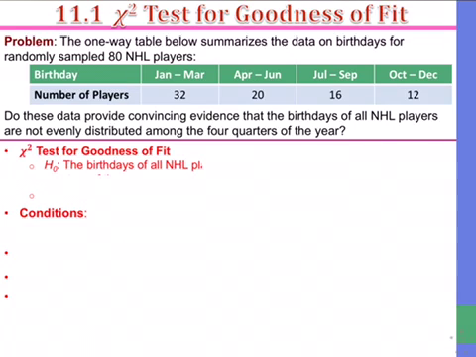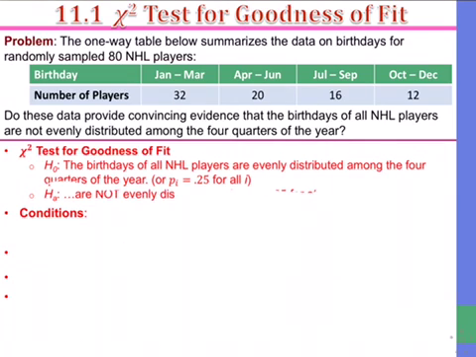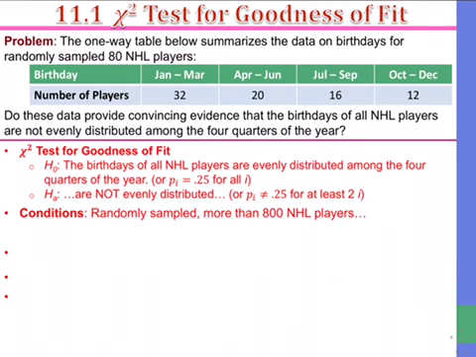What we would do is pretty much always state the hypotheses. Unlike the other ones, it's a lot more easily done to state the hypotheses here in words than with symbols. The null hypothesis is that the birthdays of all NHL players are evenly distributed, which is that 25% of people are born in each quarter. The alternate is that this is not the case, or that there are some proportions that are not equal to 0.25.